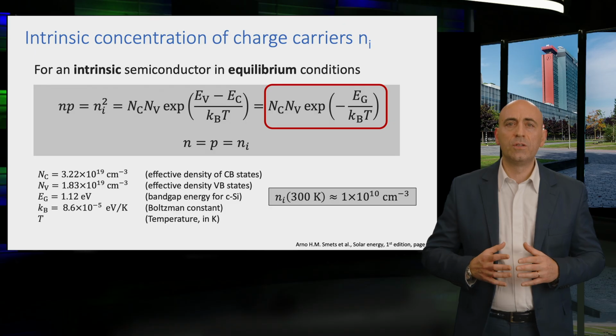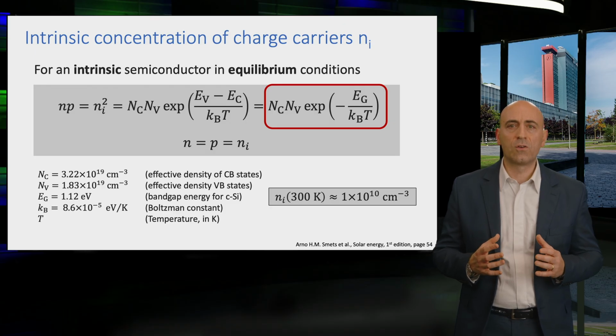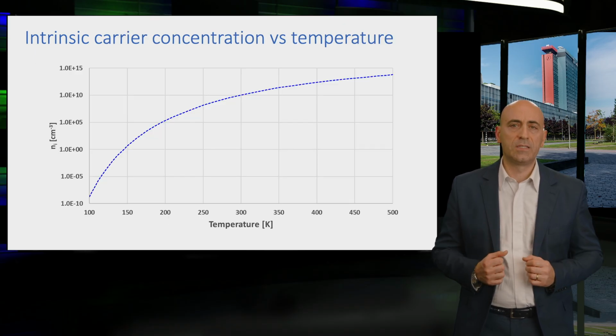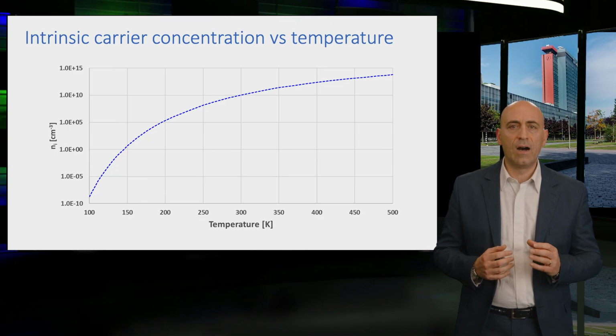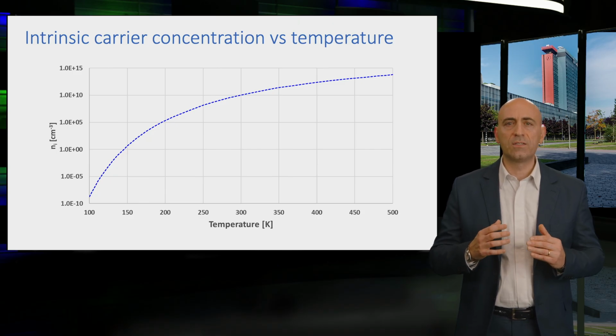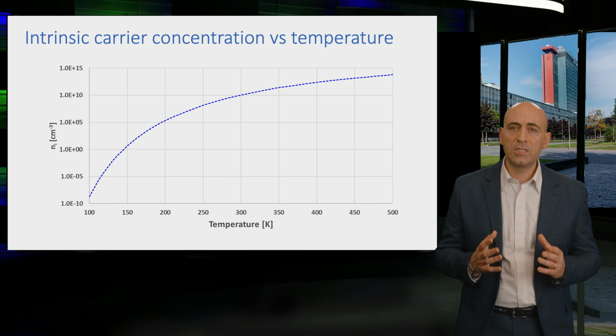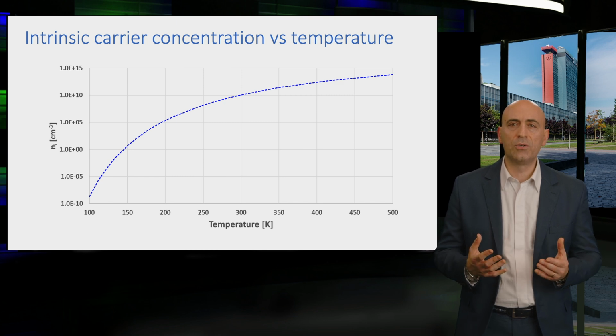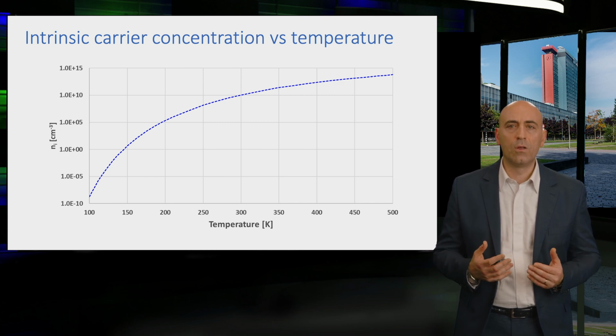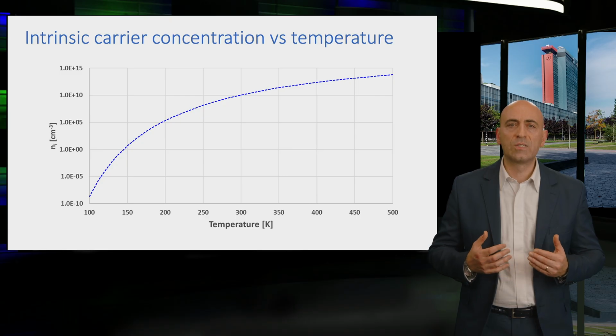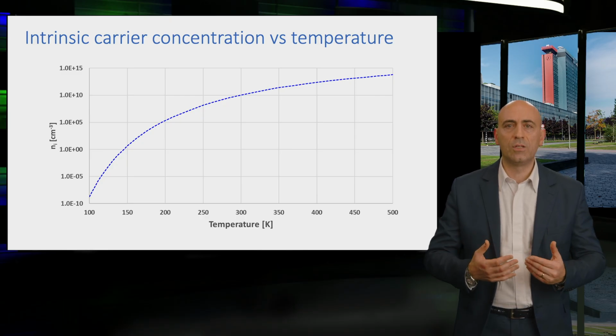This graph shows the temperature dependence of the charge carrier concentration in intrinsic silicon. The value of Ni monotonically increases as the temperature increases. This is because with the increase in temperature, more thermal energy is available. Thus, more electrons are excited from the valence band into the conduction band.